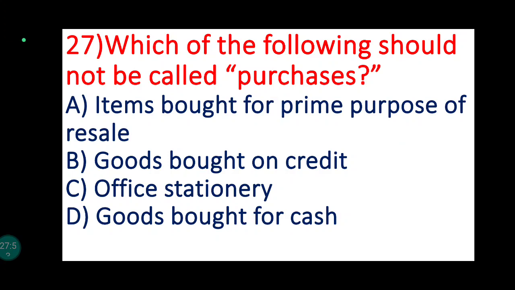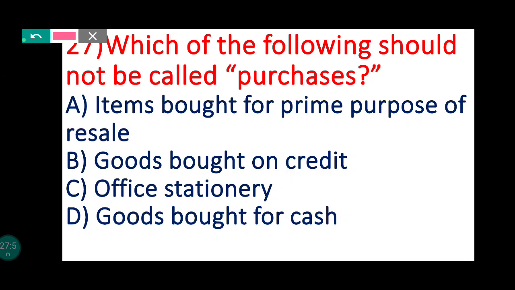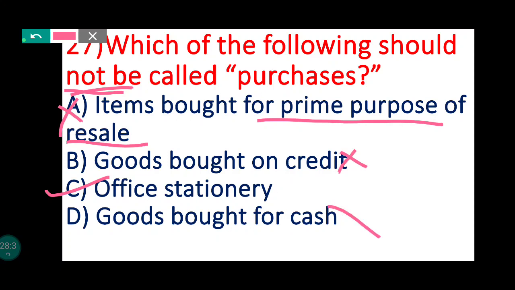Point number 27. Which of the following should not be called as purchases? So the answer is office stationery. Considering the other options given, option A is an item bought for the prime purpose of resale. See, if goods are purchased for resale, it is considered as purchases. Goods bought on credit are also purchases. Goods bought for cash are also purchases.